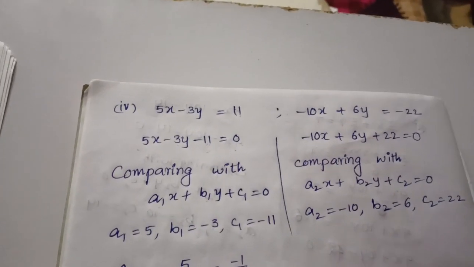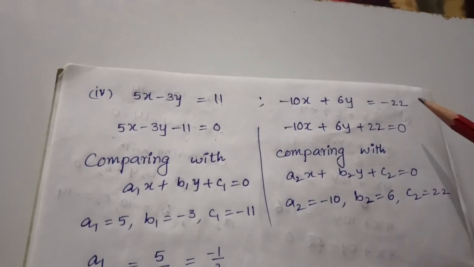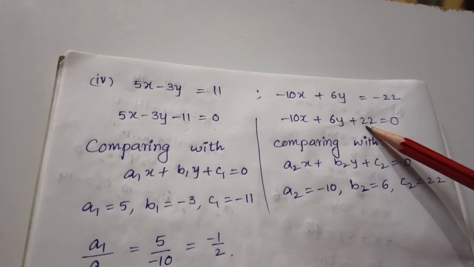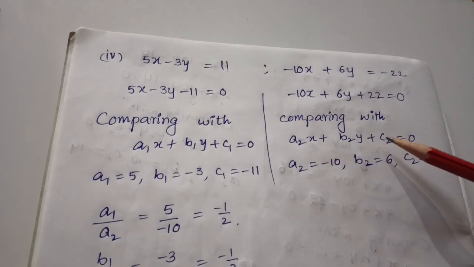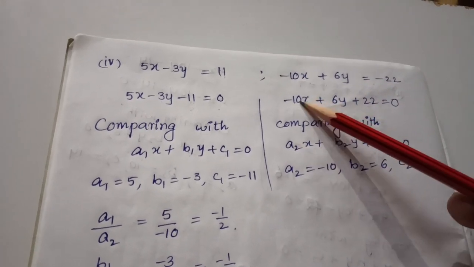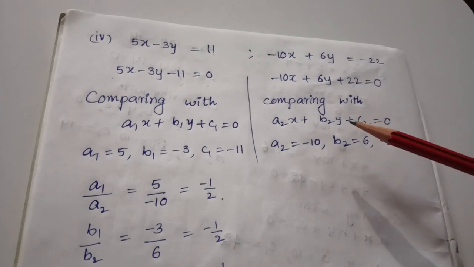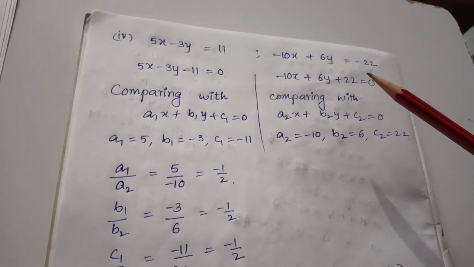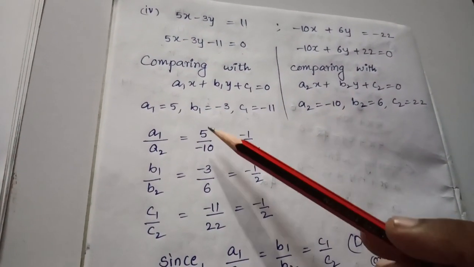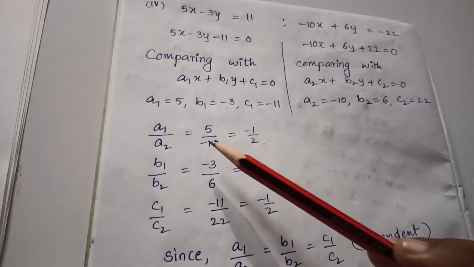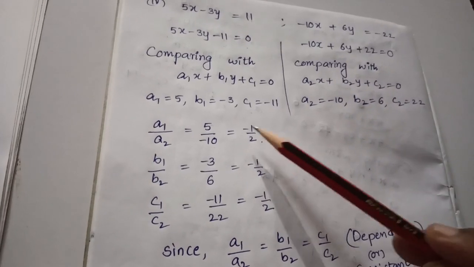Next second equation, minus 10x plus 6y equals minus 22. Minus 22 transposing to the LHS, plus 22. Comparing with a2x plus b2y plus c2 equals 0, a2 is minus 10, b2 is 6, c2 is 22. Now find the ratios. a1 by a2. a1 is 5, a2 is minus 10. 5 by minus 10, minus 1 by 2. Minus always keep in the numerator. 5 ones are 5, 5 twos are 10. So minus 1 by 2.